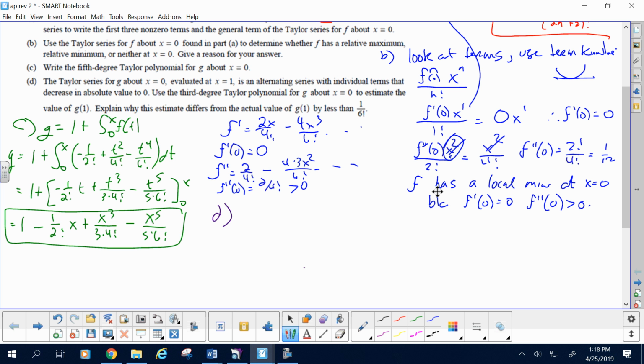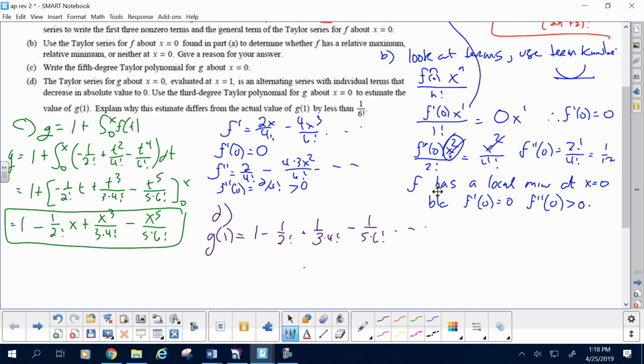D is Taylor series for G, centered about x equals 0. I did that. Evaluated at x equal 1 is an alternating series. So the first thing I do is say, all right, I think I'm supposed to put 1 into my series. So if I put 1 into my series, it becomes a numerical series, 1 minus 1 over 2 factorial plus 1 over 3 times 4 factorial minus 1 over 5 times 6 factorial, and so on.